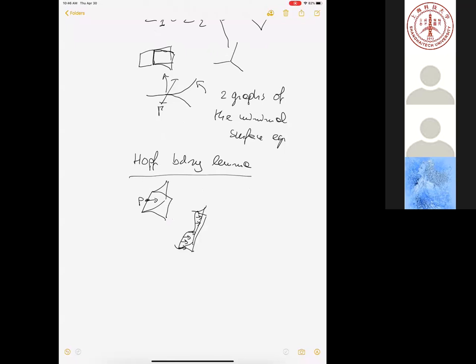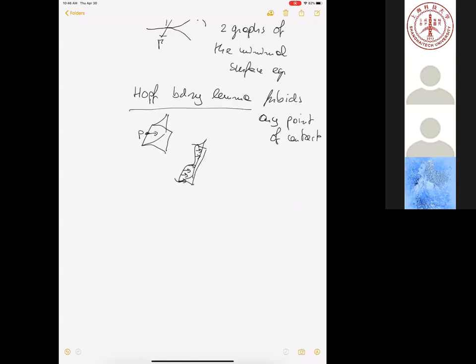So the Hopf boundary lemma forbids any point of contact. So in higher codimension, unique continuation forbids an open set of points of contact.